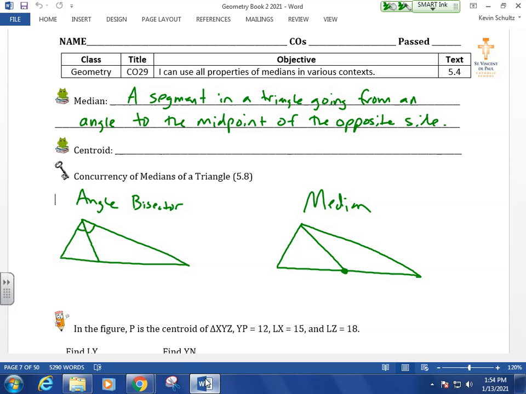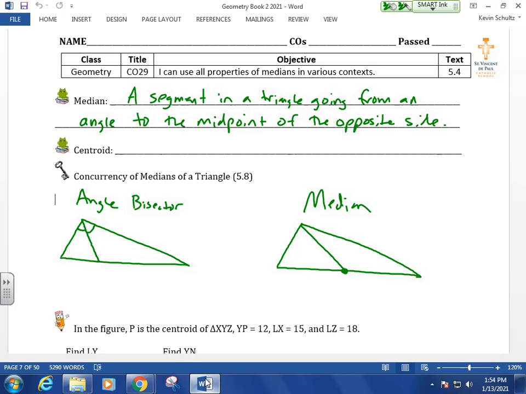So the difference between the angle bisector and the median, they both have to do with kind of a middle, but the angle bisector bisects the angle and hits that opposite side wherever. The median does not bisect the angle, and it goes to the midpoint of that third side. Okay, you see the difference? Yeah? Okay.